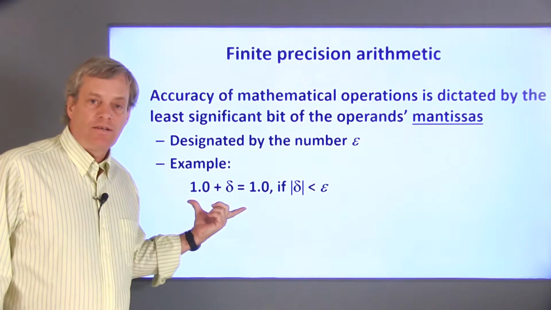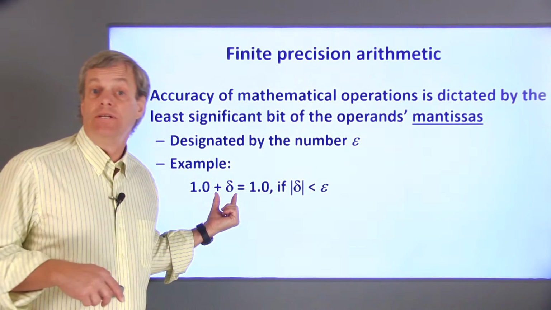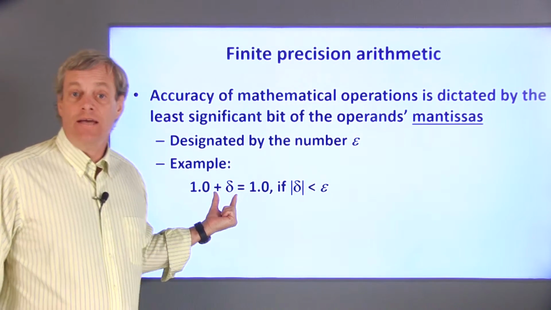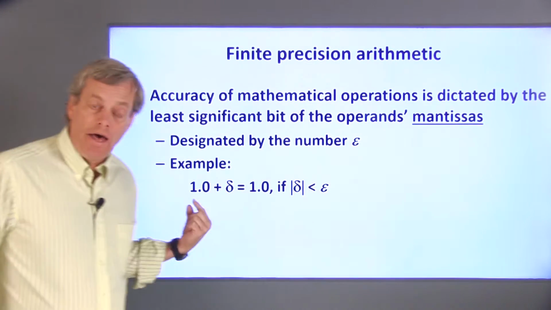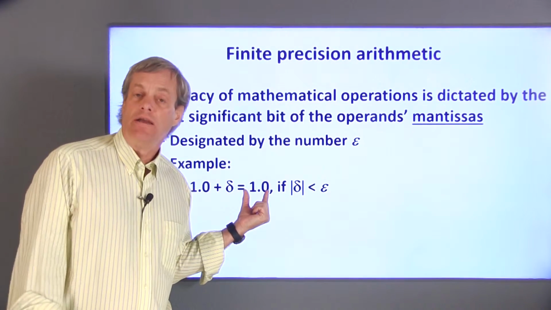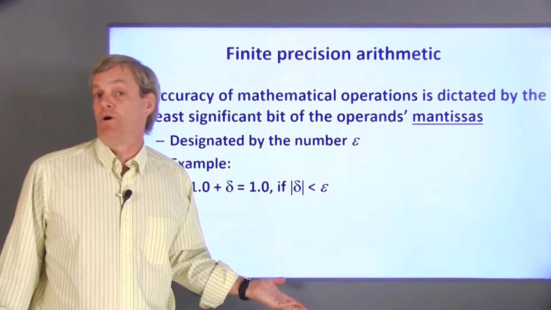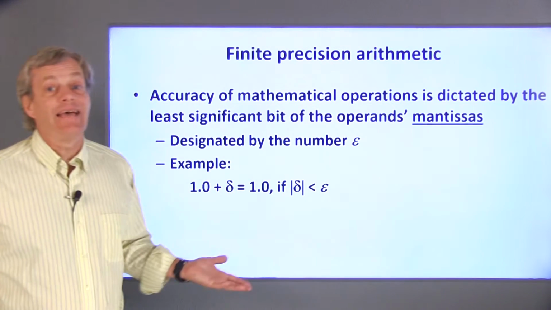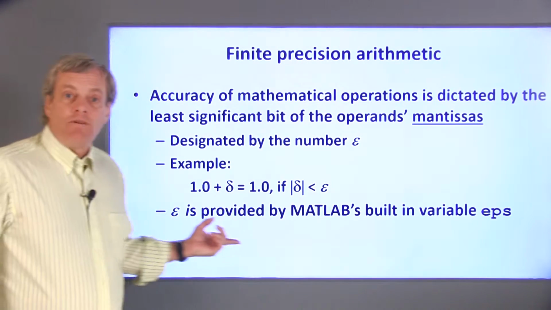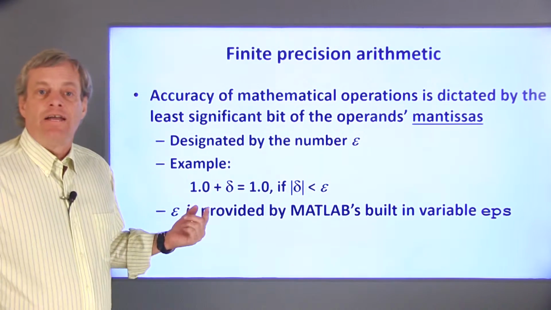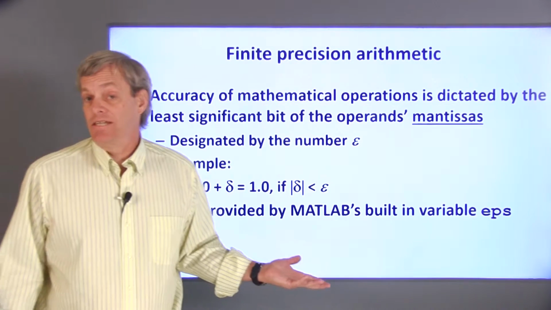This has no meaning in terms of symbolic mathematics unless delta is exactly 0, but it's super important in numerical mathematics. If I add a number delta, which is less than epsilon, to 1, the result is exactly 1. The implication of this is that if I try to do arithmetic with numbers that are as small or smaller than epsilon, I can't depend on the results. They'll likely be garbage. If you want to see what the value of epsilon is in MATLAB, it's provided in the variable named eps. The number's about 2 times 10 to the negative 16th.